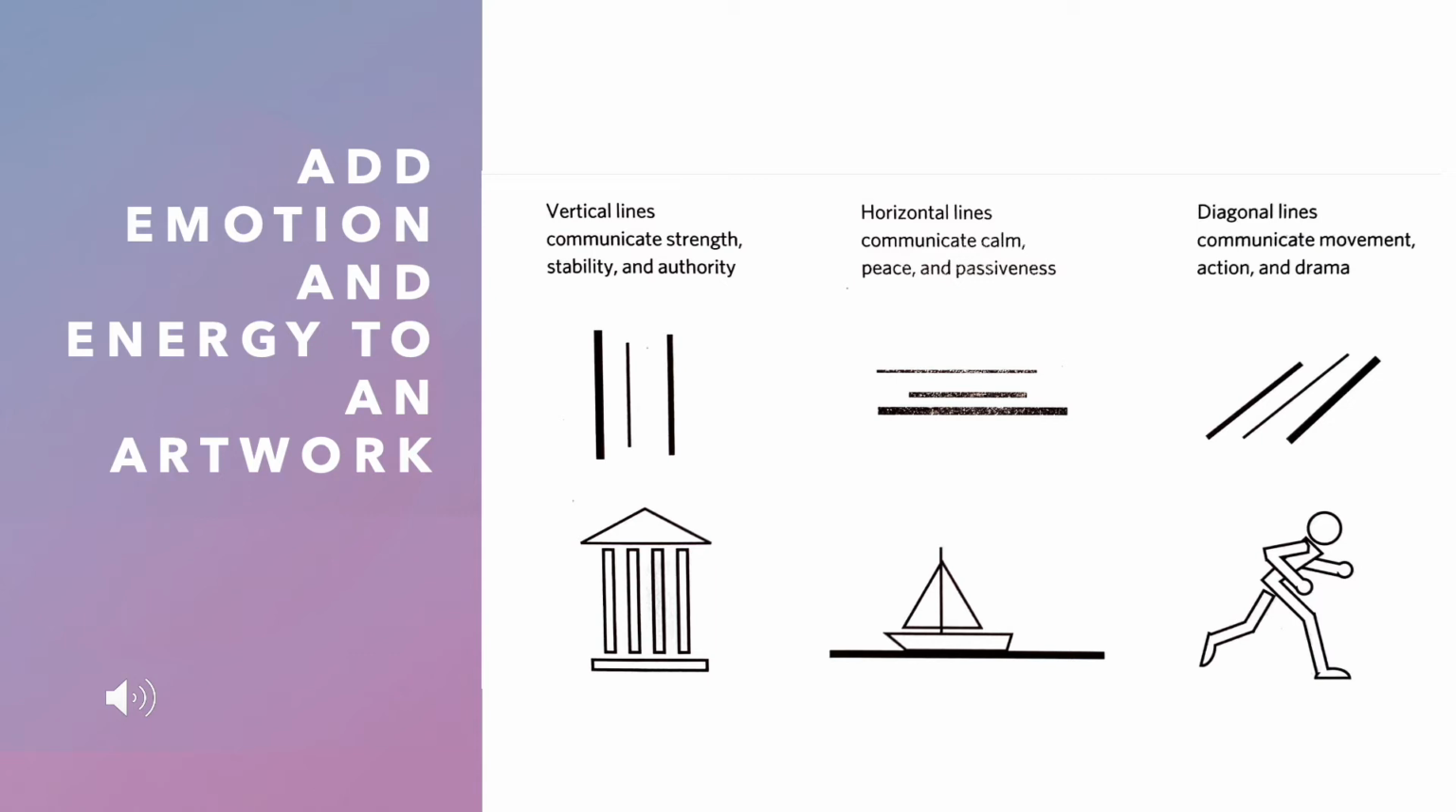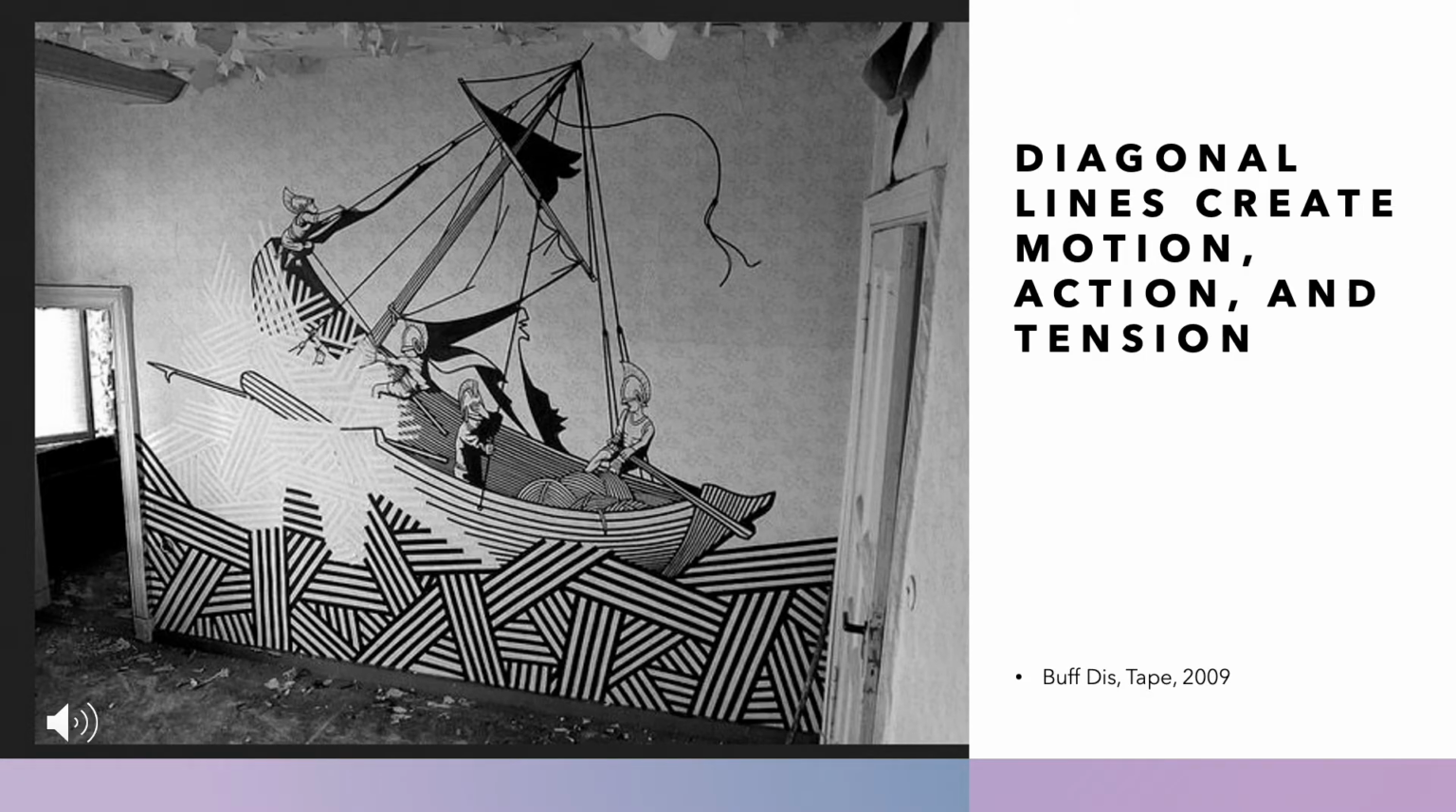If you're working on an artwork that seems a bit boring, try adding some diagonal lines to add tension and action. Let's look at some examples. This street artist, who goes by the name of Buff Dis, works in tape. His mural was created in an abandoned building using black and white tape.